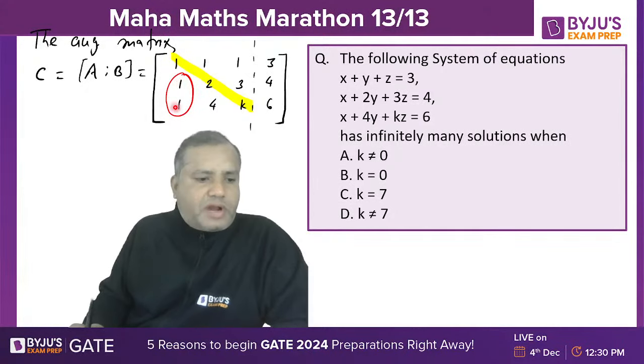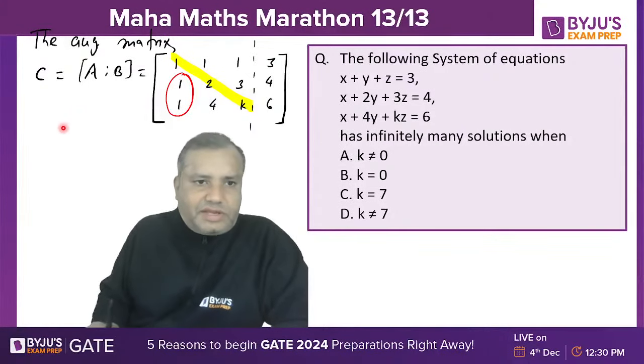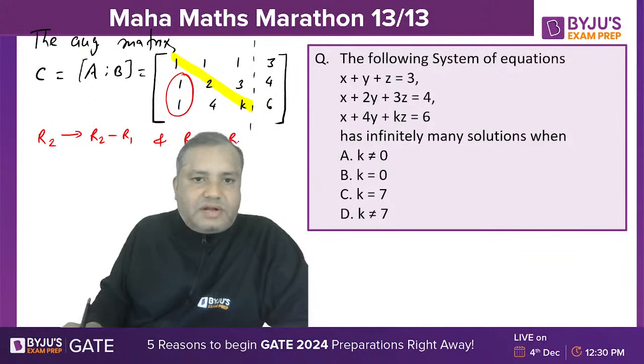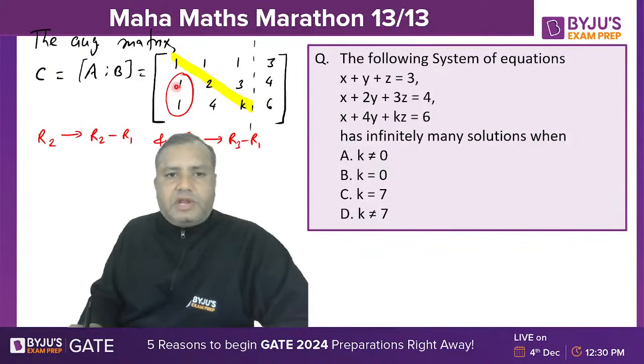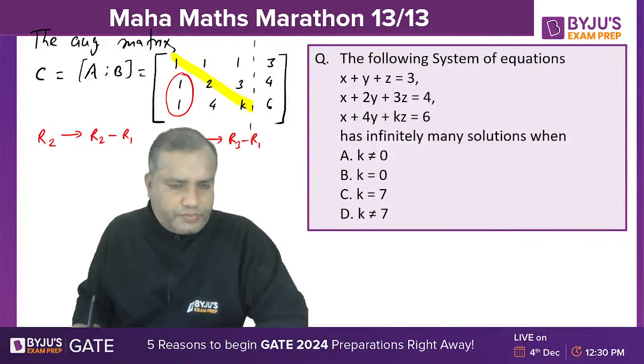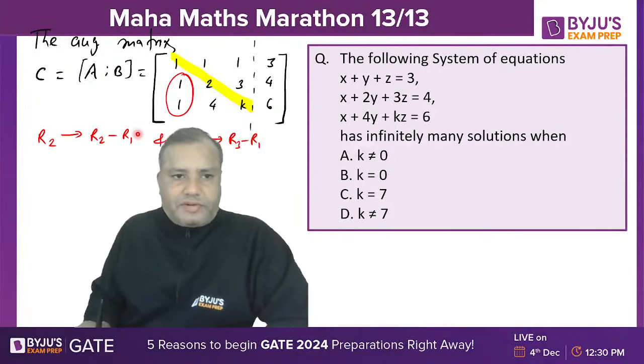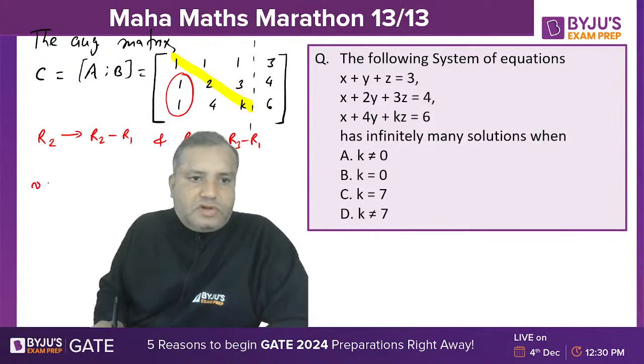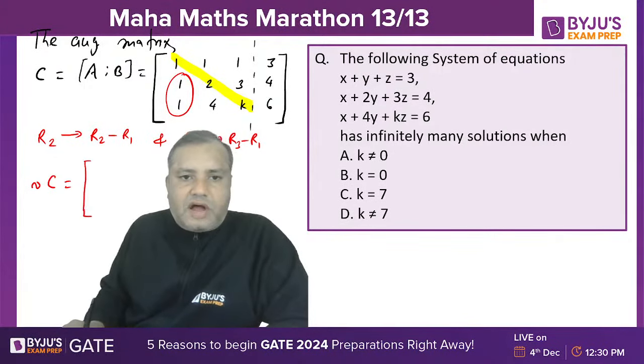हम इनको 0 बनाना चाहते हैं. This is R2 and this is R3. R2 tending to R2 minus R1, and R3 tending to R3 minus R1. In order to make these two positions 0, we will use row R1. After applying elementary transformation, you will get an equivalent matrix to C.